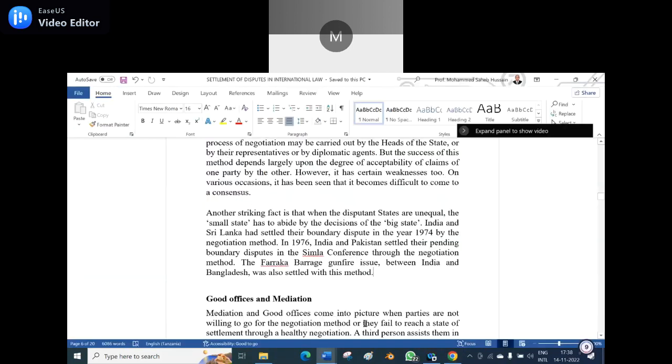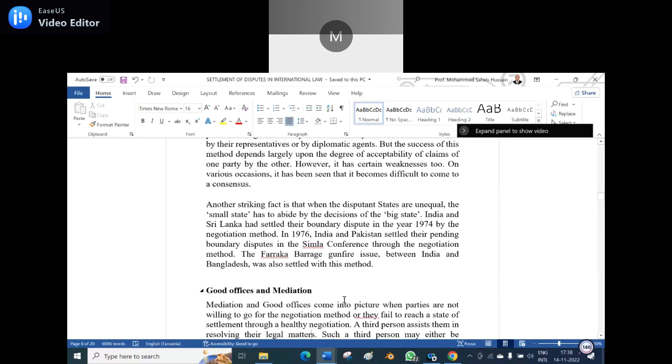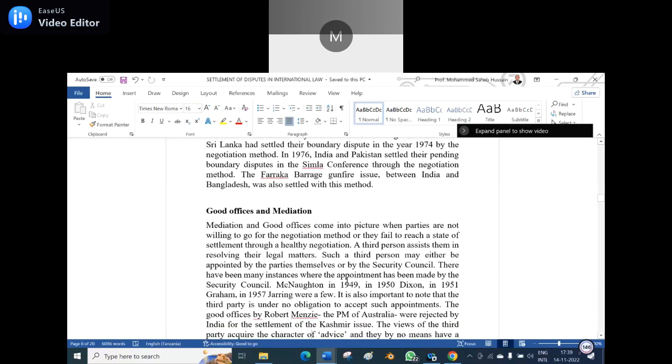Is there any dispute between the neighboring countries and Tanzania regarding the border issue? Say yes or no. I said, is there any boundary issue between the countries and Tanzania? Currently, no, sir. As per my knowledge, I am a Muhindi, but I know there is no such dispute. So now, good offices and mediation.